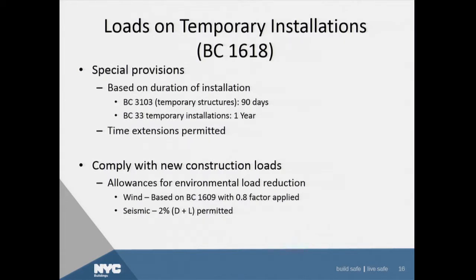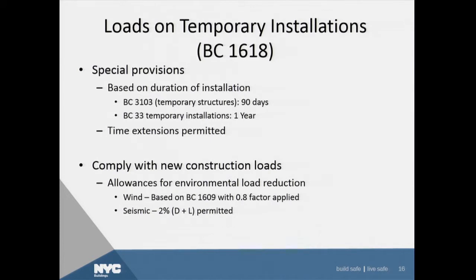They're based on the duration of the installation. So the installations that are governed by Chapter 33 as far as temporary installations used during construction, they're allowed for up to 1 year, and the other types of temporary structures that are covered by Chapter 31 of the Building Code would be 90 days. Now, there are time extensions permitted in the text of 1618, and it's something to read as far as how to go about doing this, but it would require follow-up evaluation of the current site conditions and the installation itself.